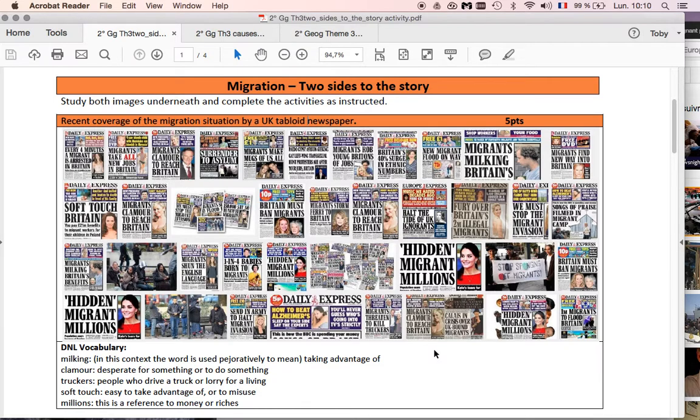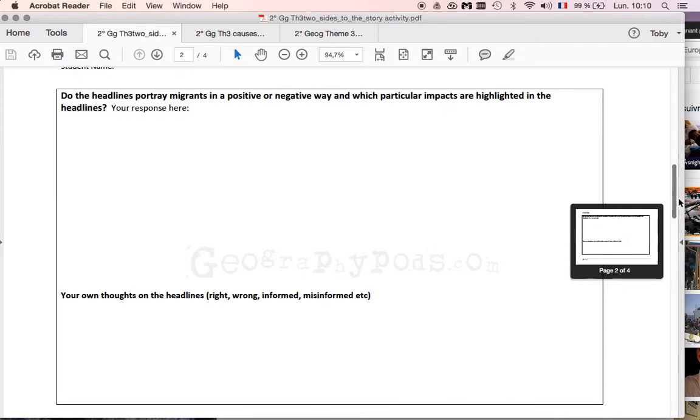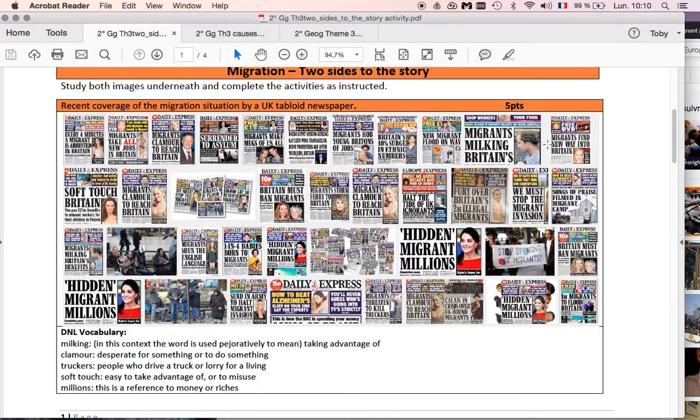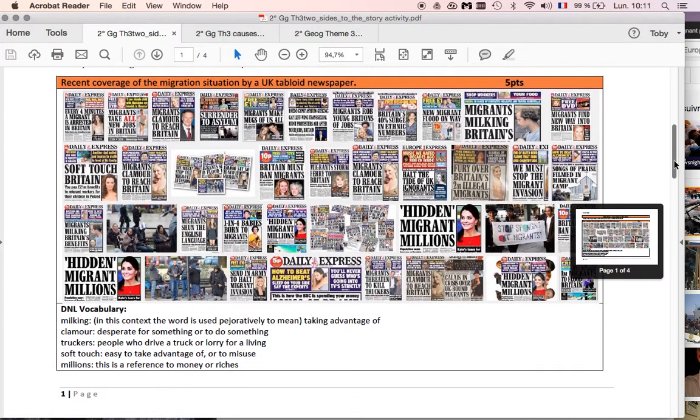Lots and lots of headlines. And I've given you some of the vocabulary, which is possibly a bit more complicated, so you can understand what these headlines mean. It doesn't matter if you can't understand them all, but the point is you get the idea. And what you're going to do is 2 things. You have to decide, do these headlines portray migrants in a positive or negative way? Portray means show. Do they show migrants in a positive or negative way? And which particular impacts are highlighted in the headlines? And there are lots of different impacts that are suggested and implied by these headlines. You have to decide what they are.